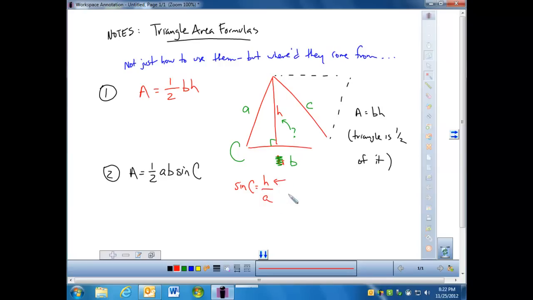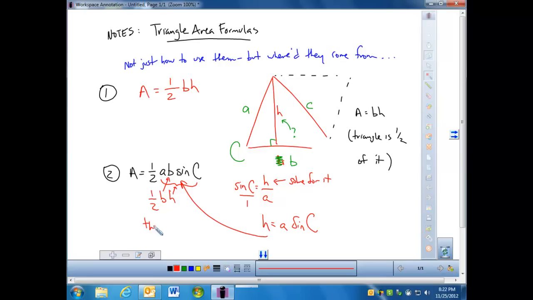And now if I solve this for the height, I'm going to get for an answer the height equals A times the sine of angle C. Now if you look back at our formula, it shouldn't be too awfully hard to figure out where we get that from. Obviously the half and the B are still there, but now instead of the H, we've got that A times the sine of C. So really they're exactly the same formula.